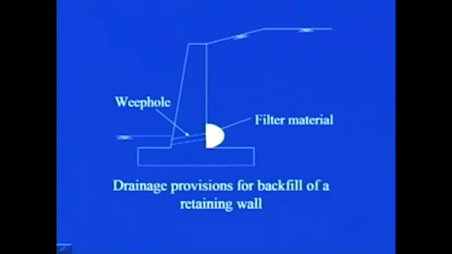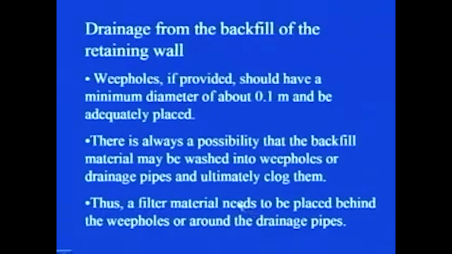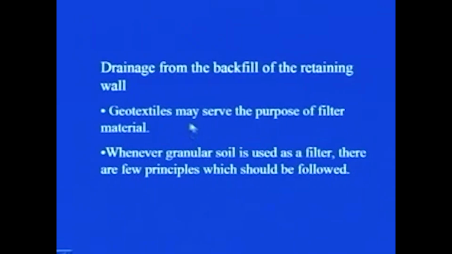So, that is why this filter material is provided over here, so that the first filtering of the water from this backfill material takes place at this particular stage only. Many of the soil particles get stuck up here, they get filtered out here, and then only water goes into this weep hole. So, that is the reason the filter material is placed. Geotextile may serve the purpose of filter material.